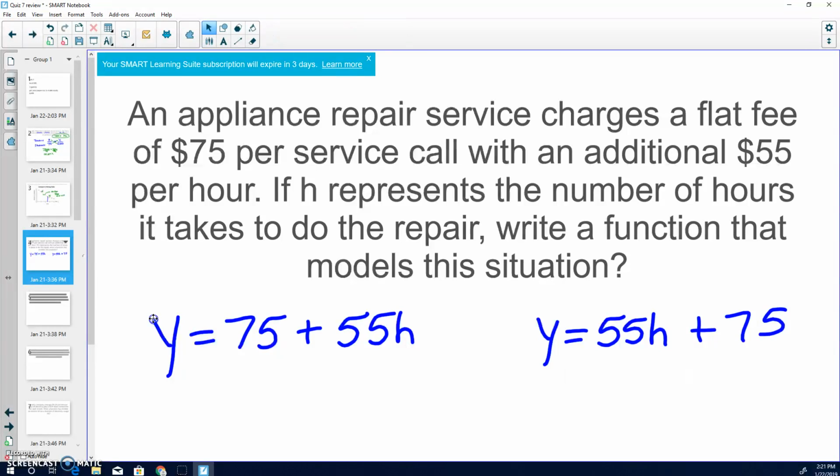So if I was asking here, what does 55 represent? Somebody raise their hand. What does 55 represent? The hours of additional charge. How much you pay them an hour. What does 75 represent? Raise your hand. Colin. $75 just for the service call.